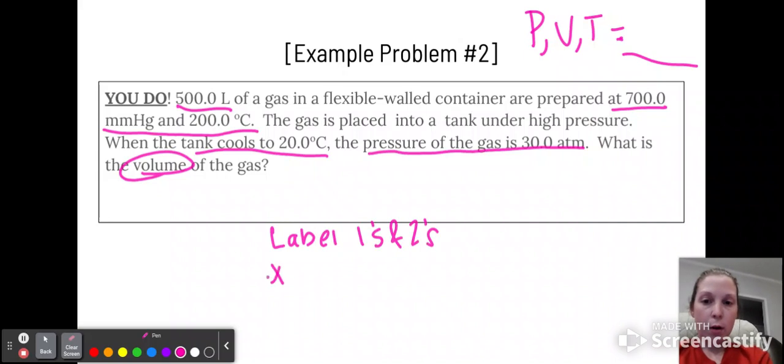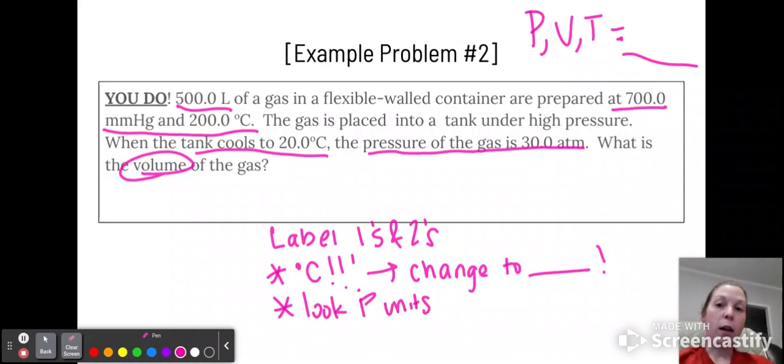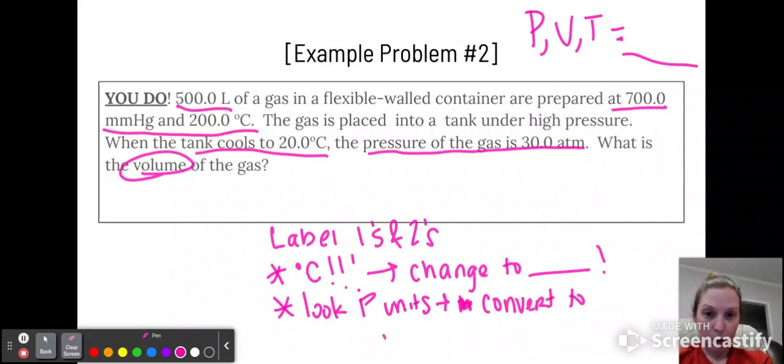So remember, you've got degrees Celsius here. Can't have that. What do we need to change that to? Okay, so you figure that out. And then make sure to pay attention to your pressure units here. Now, they are 2 different units. So one of them is mmHg, one of them is atmospheres. I do not care which one you change to the other. You just got to make them the same. I'm not going to say make. Convert to the same.